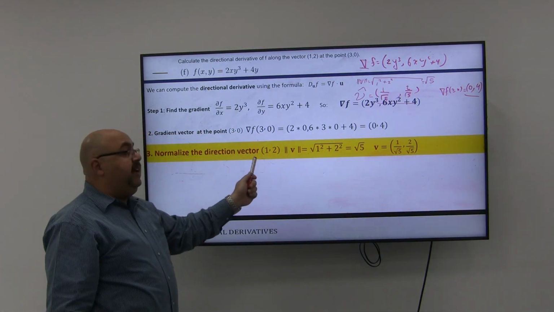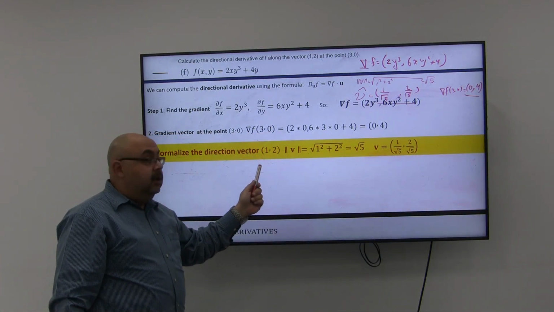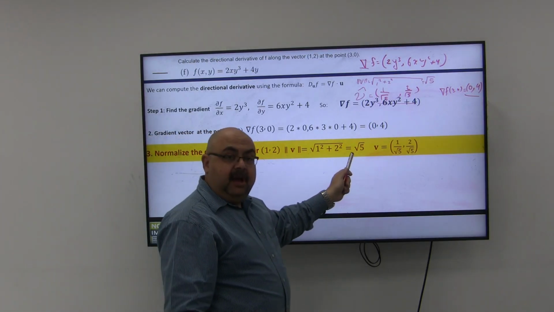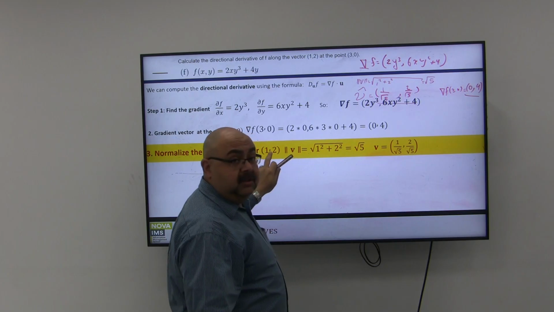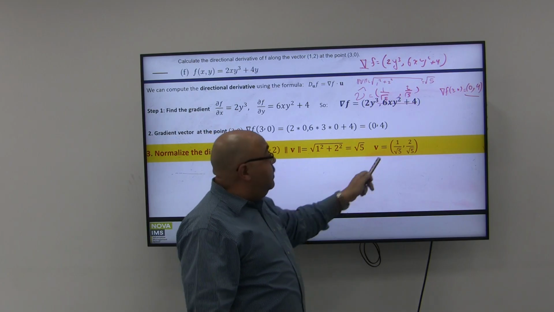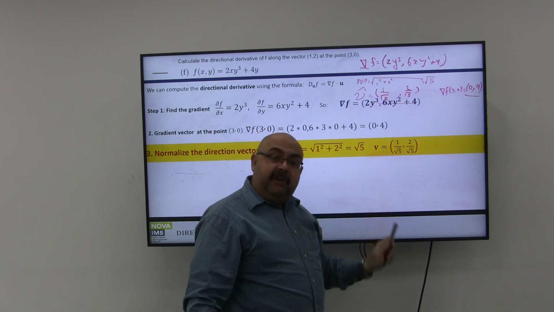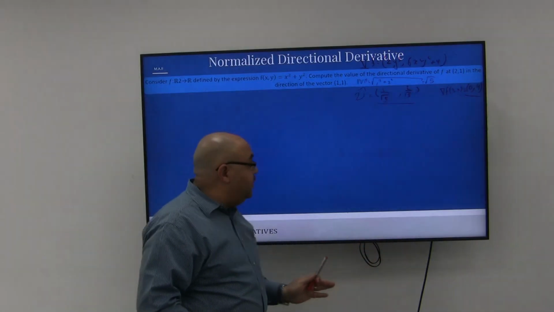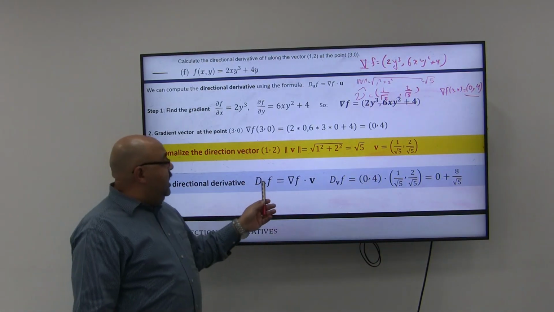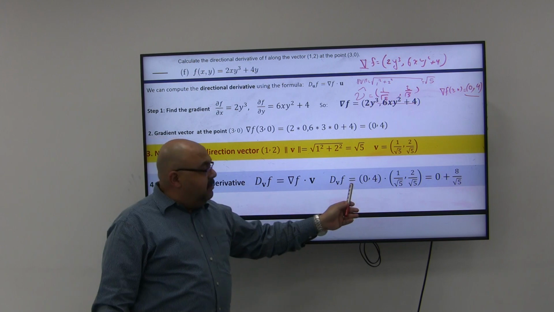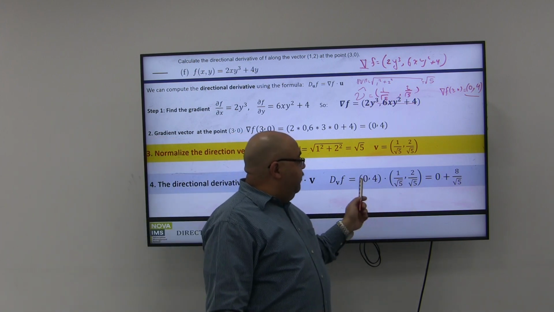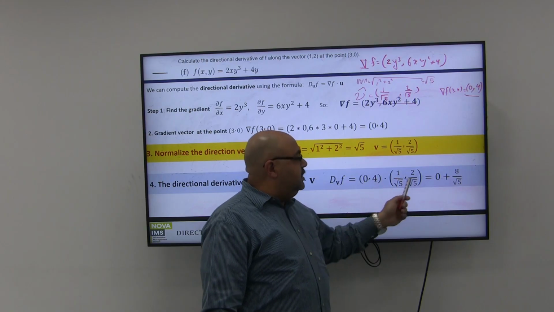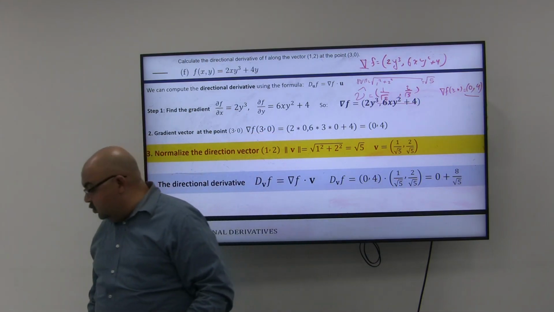Now checking the vector. This is the vector 1 and 2. The norm is root 5. How to change it to be a unit vector? I will divide the components by the magnitude. So it's going to be 1 over root 5, 2 over root 5. Finally, I will multiply them together. As you can see, I can get the directed derivative by multiplying 0 and 4 times 1 over root 5, 2 over root 5. So the first component is going to equal 0. The second is going to be 8 over root 5, as you can see.